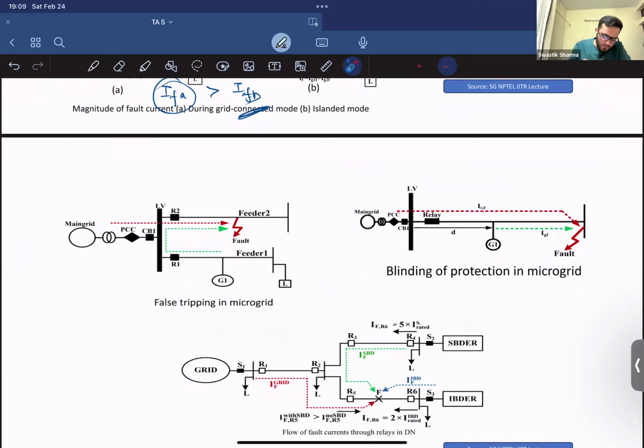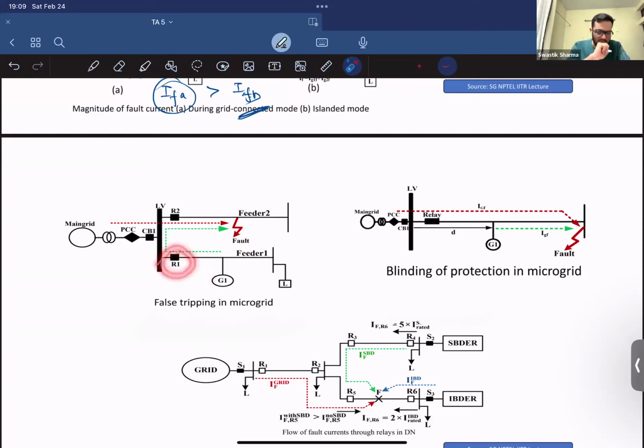Let's say there are two feeders, and those two feeders are connected to the main grid using relay 1 and relay 2, right? And let's say feeder 2 had a fault. So the fault current for feeder 2 will be supplied from the main grid and also from the generator connected to the next feeder.